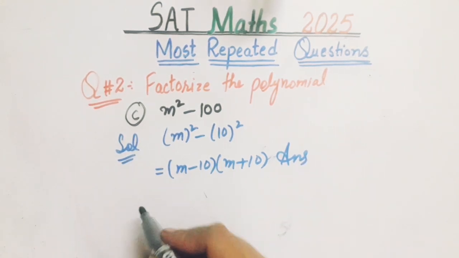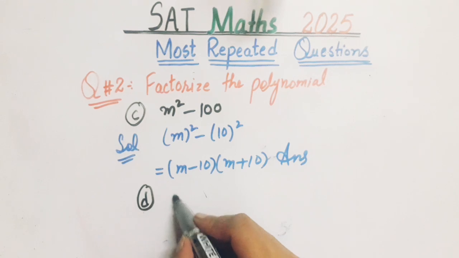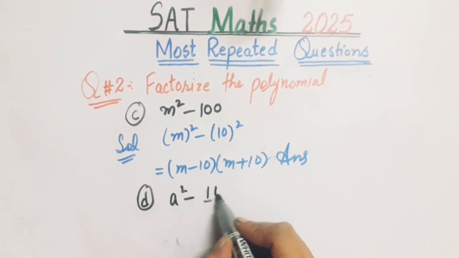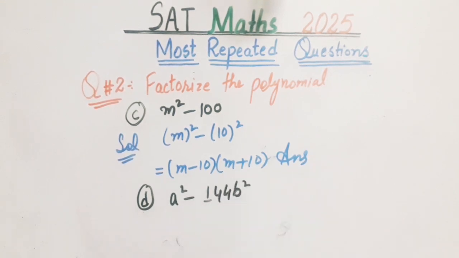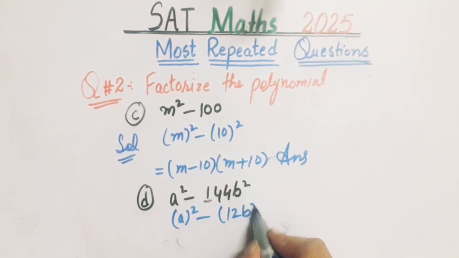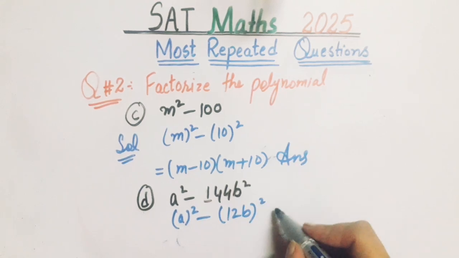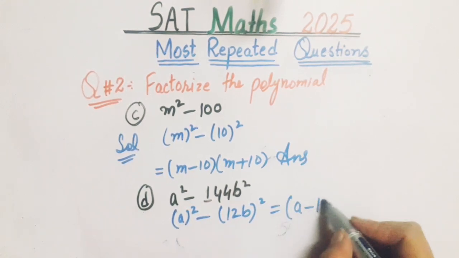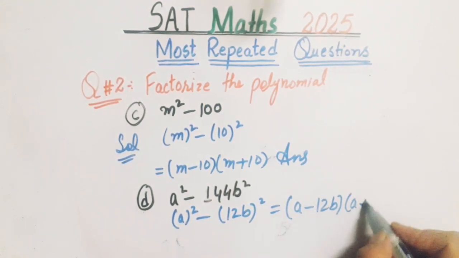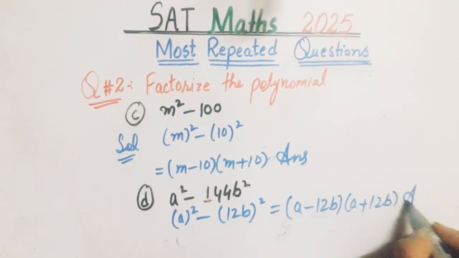Now we will solve the next one, a square minus 144b square. So this can be written as 144 is the square of 12, so 144b square is 12b square. So this becomes a minus 12b into a plus 12b. So this will be the answer.